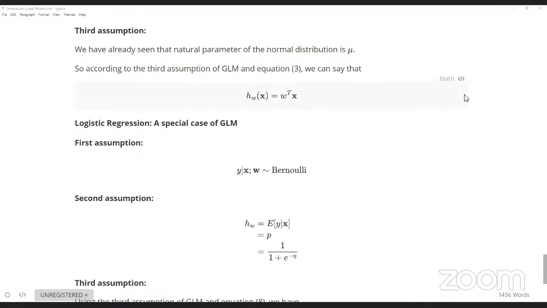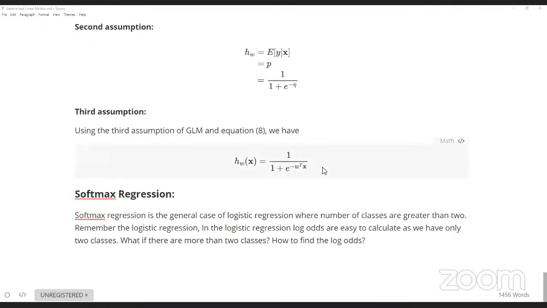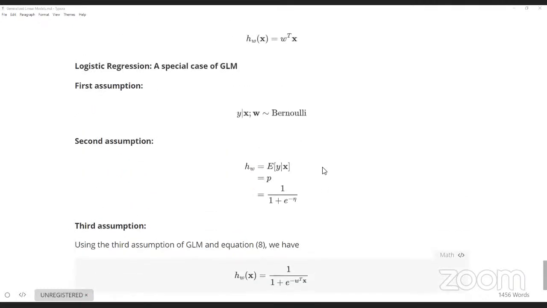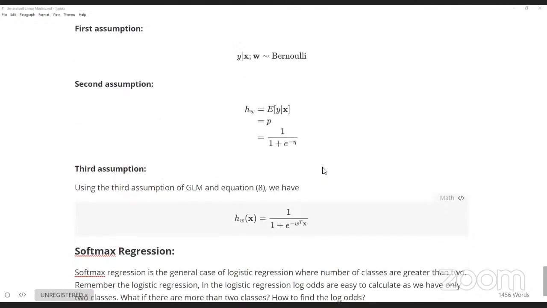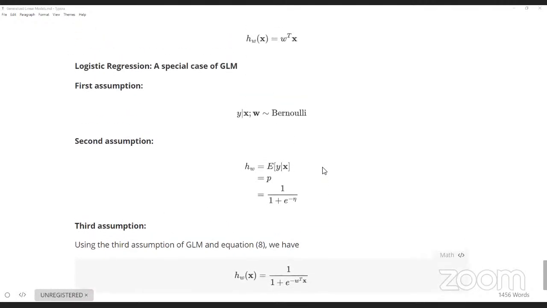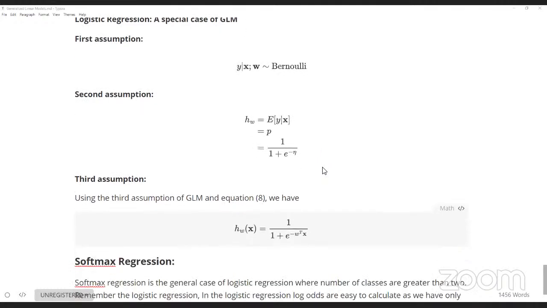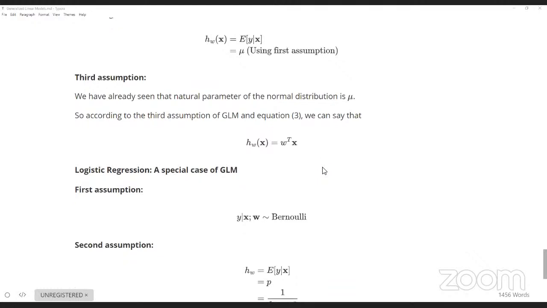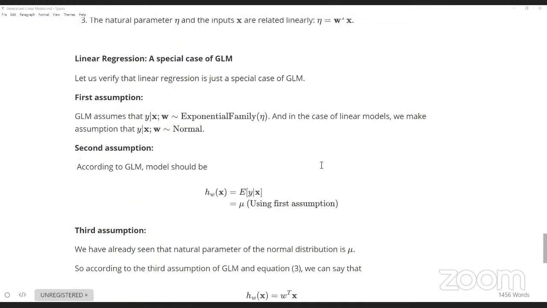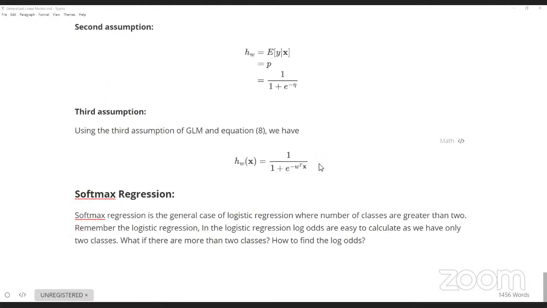How many of you have gone through softmax regression? It's just the extended version of logistic regression. In logistic regression, we have only two classes, 1 and 0. In softmax regression, we extend this notion to multi-class classification and model it. We will see that softmax regression is a special case of GLM.